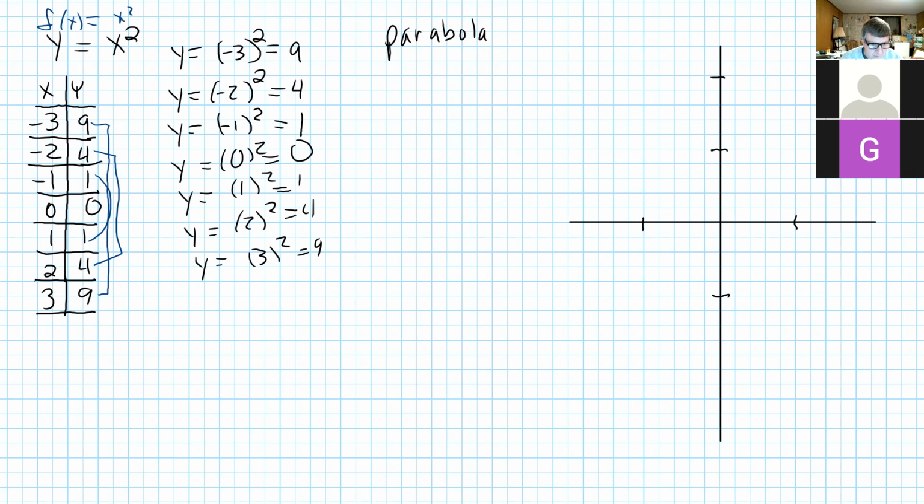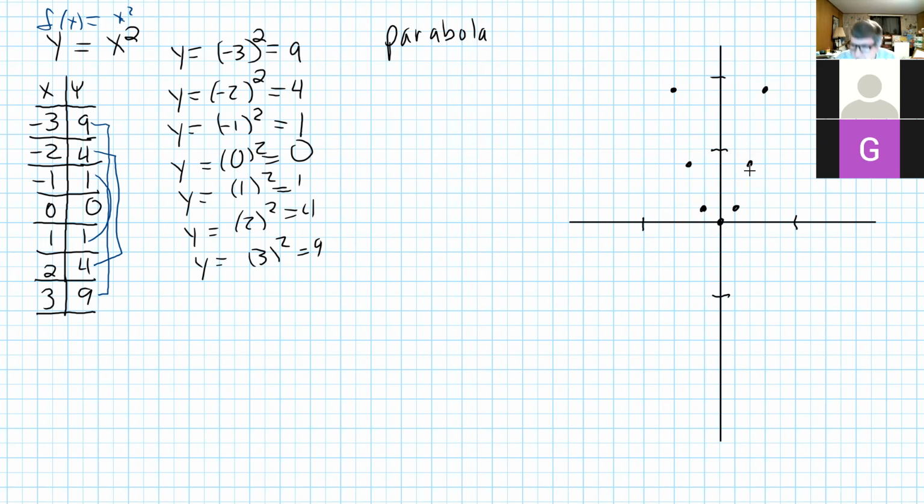Back to the black there. So now I'm going to plot my points. -3, 9 is right there. -2, 4 is right there. -1, 1, 0, 0, 1, 1, 2, 4, and 3, 9.